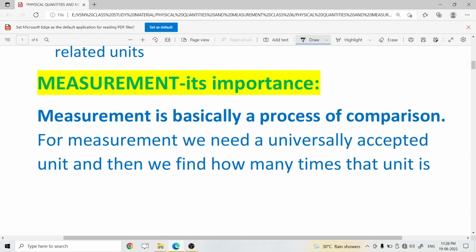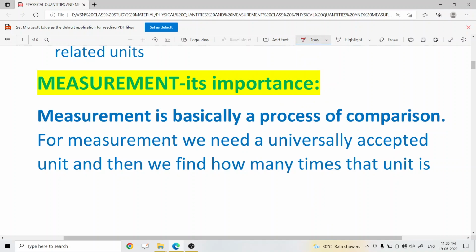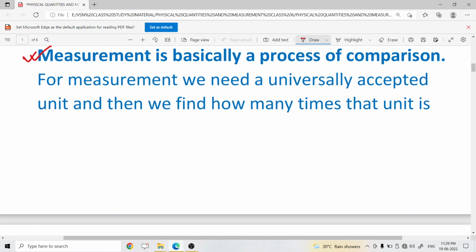So first we have to know measurement. What is measurement and what is its importance? Measurement is basically a process of comparison. Comparison of what? Comparison between two quantities of the same kind.